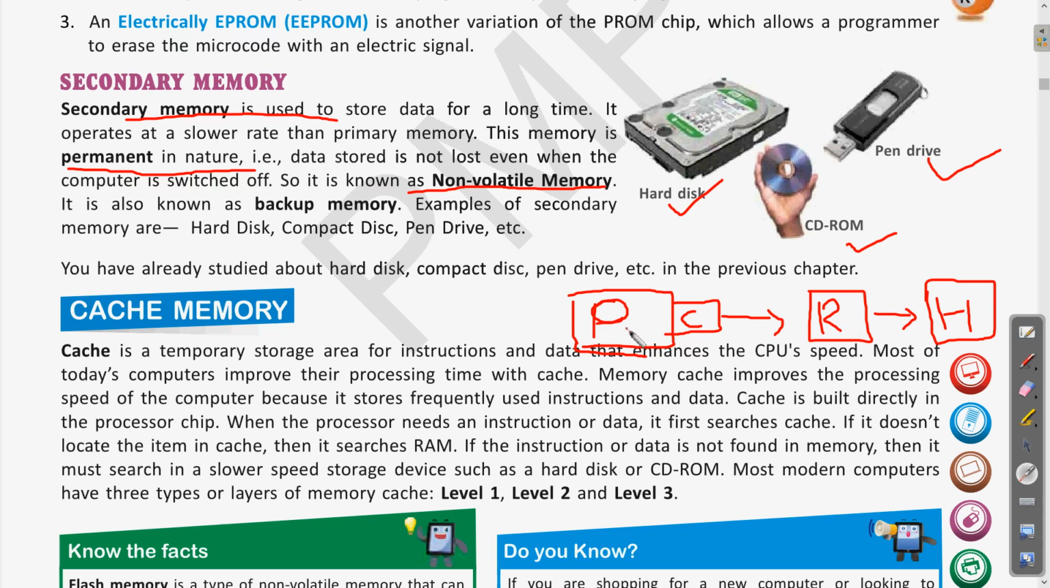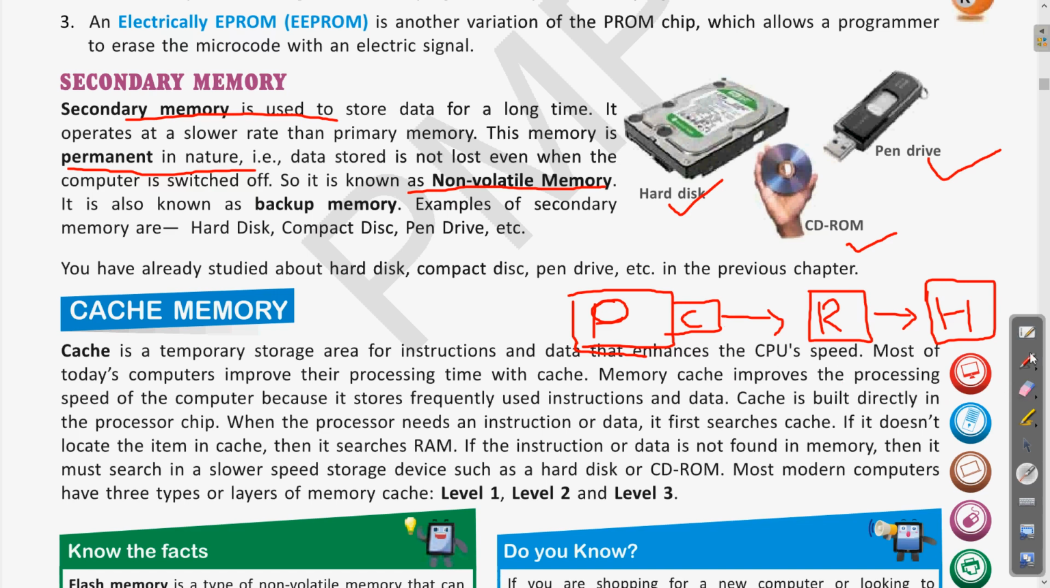Clear? So these are the sequence. As you can see in this paragraph also, whatever instructions we use, it first searches in the cache. If it is not found in the cache, it searches the RAM. So this is the hierarchy for processing or searching of the data from the different types of memory.